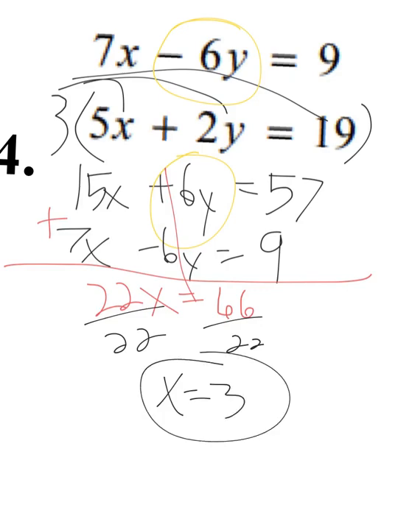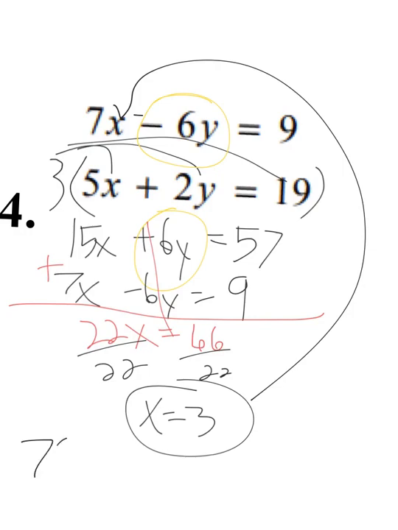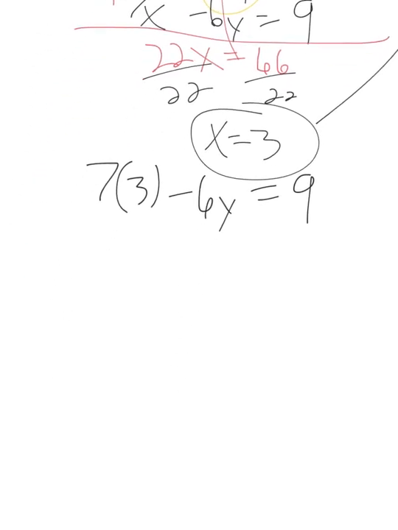All right, plug it in to any equation you want. I'll just plug it into the top one for x. And so I got 7 times 3 minus 6 times y equals 9. 7 times 3 makes 21. So 21 minus 6y equals 9.